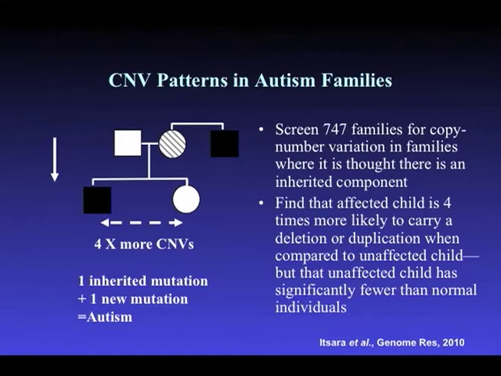So this observation, and the earlier observation from Santosh Girirajan, has really influenced the way we think about modeling the genetics of autism and more broadly neuropsychiatric disease. All right, so again, this would be consistent, although not a proof, I want to emphasize, of a one plus one, two mutations coming together to lead to autism.